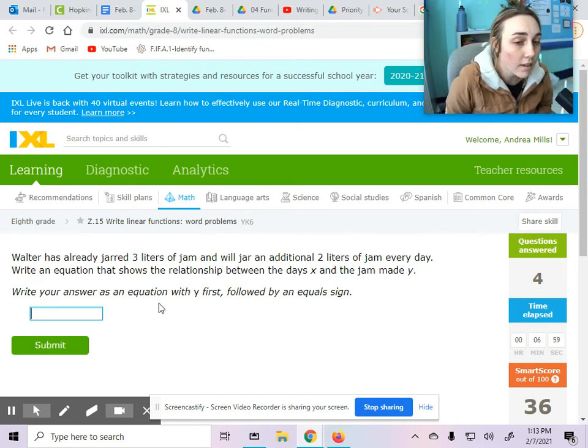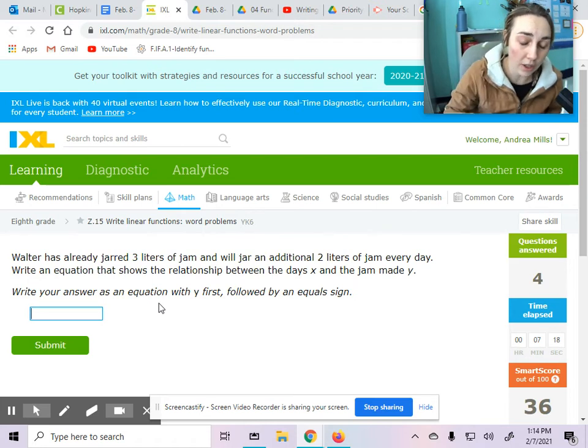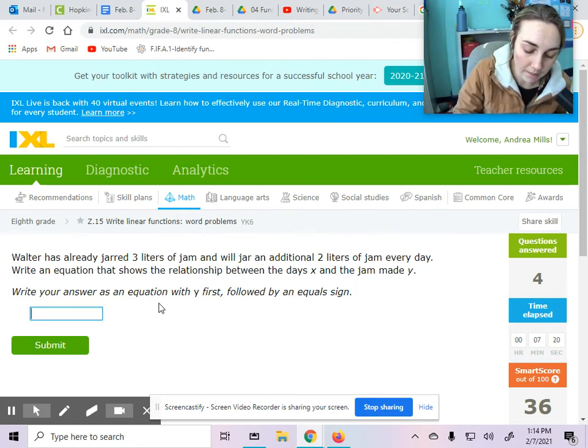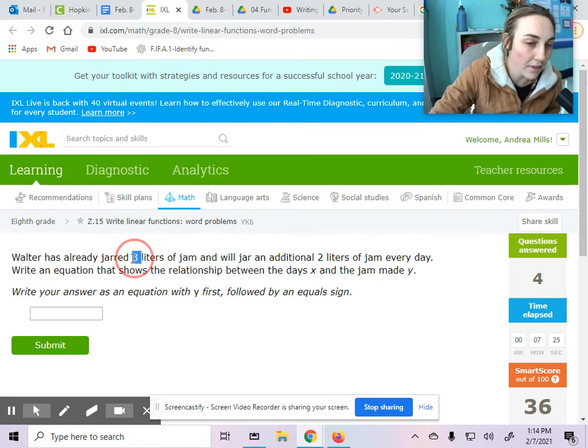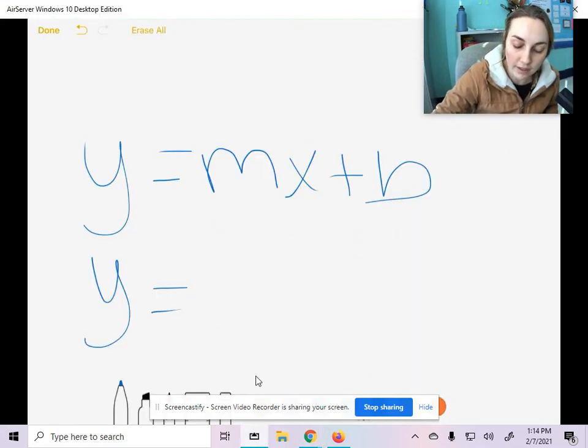Walter has already jarred 3 liters of jam. Cool, so we have a y-intercept there, guys, because he already had 3 liters of jam ready to go. And then it says he will jar an additional 2 liters of jam every day. So we have our original amount, 3 liters of jam. So y = mx + b. We already have an original value of 3 liters of jam ready. That is going to be our y-intercept, so I can go ahead and put that in there.